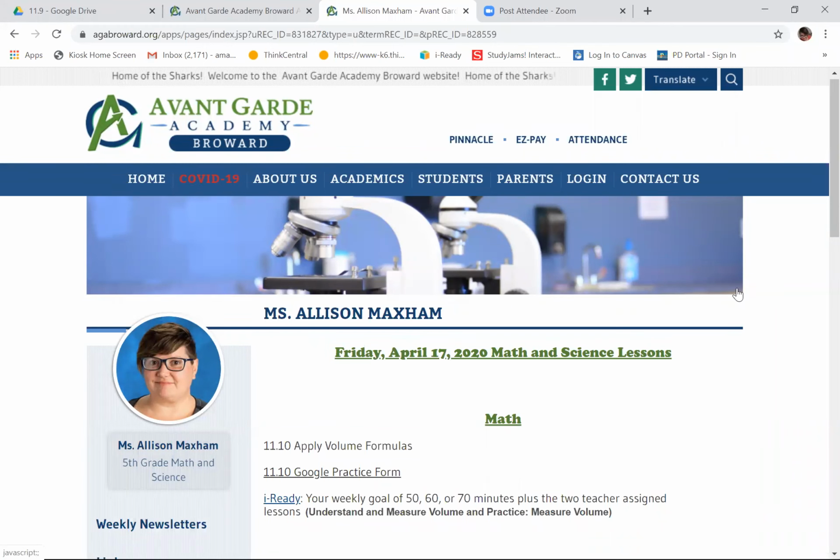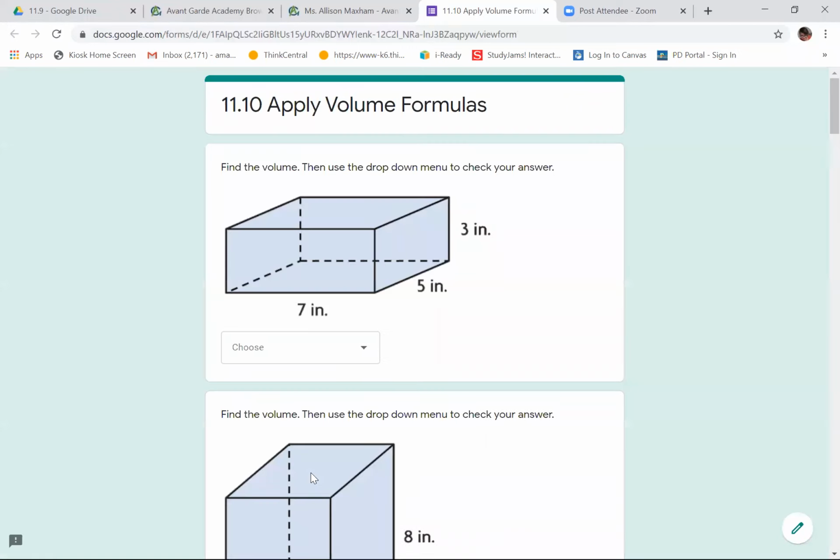Okay, here we are at my web page, and you'll see here that I have another Google practice form for you for this lesson. It's 11.10, apply volume formulas. So again, we're going to first find the volume on your own. Then you're going to use the drop-down menu to check your answer. Let's do the first one together.